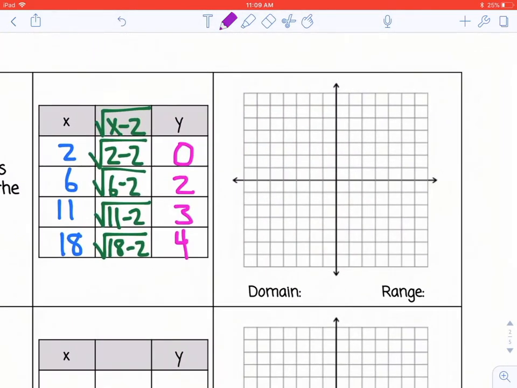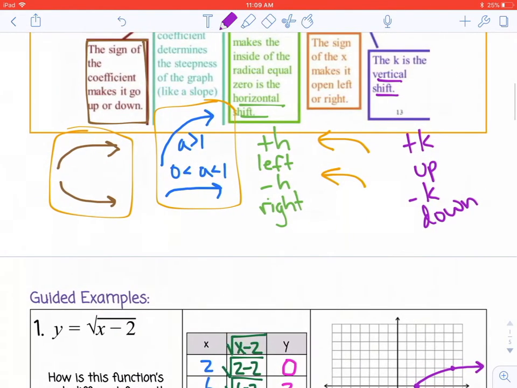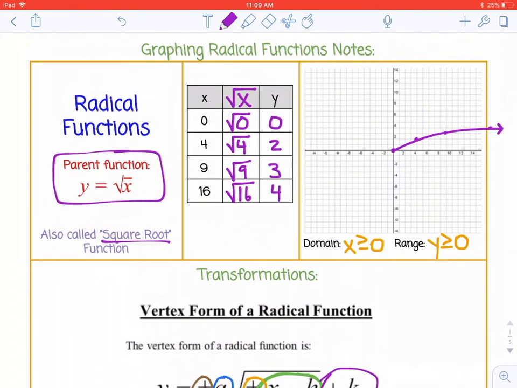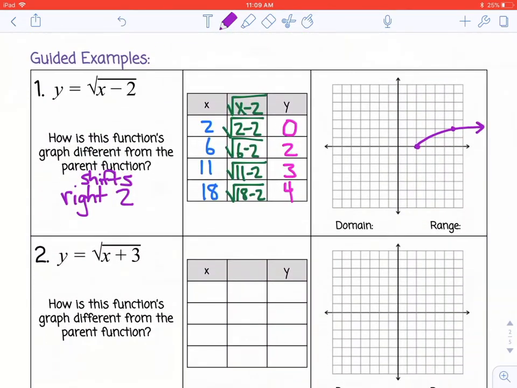So I'm going to come over here to my graph and plot for a minute. So 2, 0, 6 will go with 2. So 2, 4, 6. And then the rest of them are off of my graph. But as long as I have those two and I know the general shape of my graph kind of looks like that, then I get a decent sketch. So notice this graph compared to our parent function up here shifted to the right 2 units.